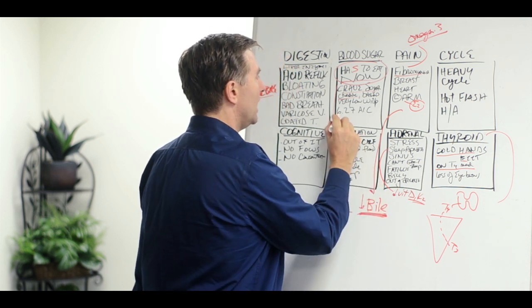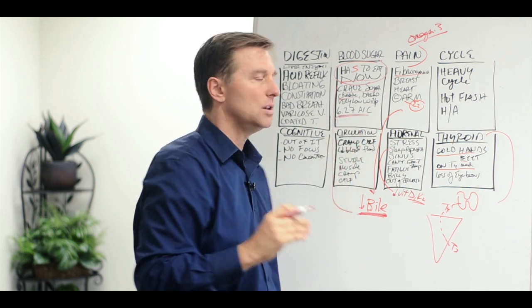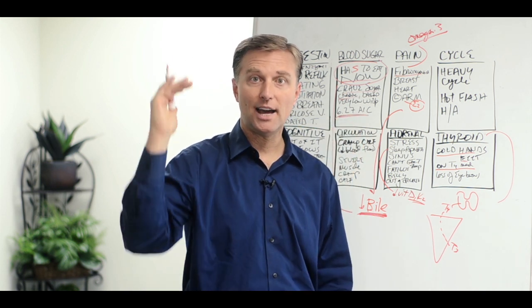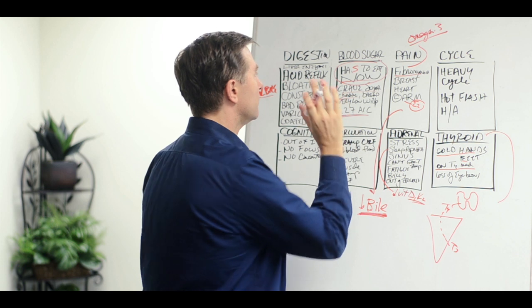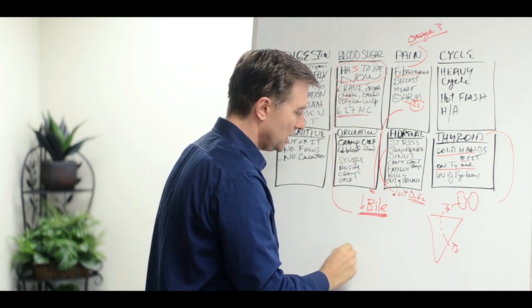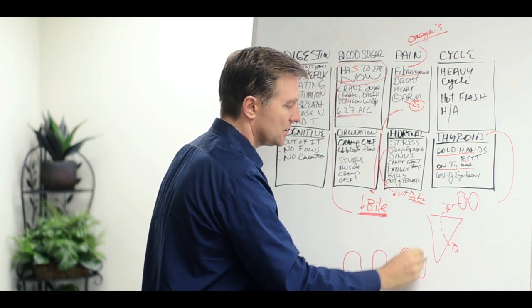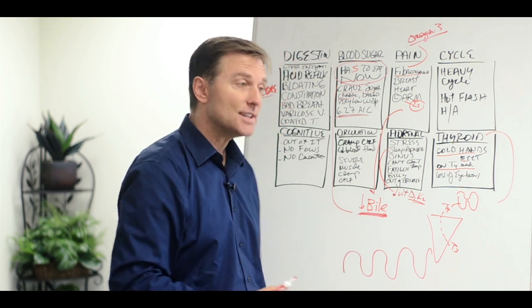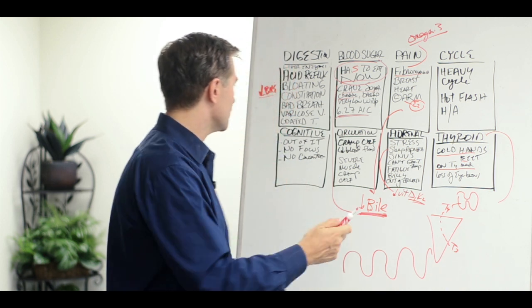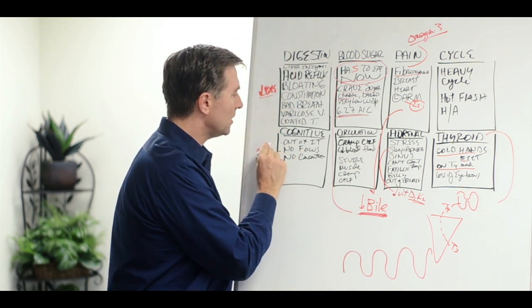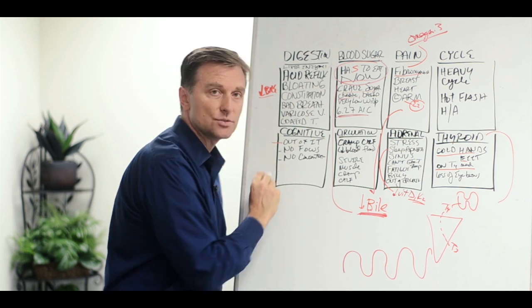Now, look at this, high A1C. So that is a blood sugar issue. That's a higher sugar, but she has symptoms of low sugar. So we know she has a blood sugar issue because it's too high or too low. And that is going to mess with your cognitive function. So if you look at cognitive, she feels out of it, brain fog, no focus, no concentration.